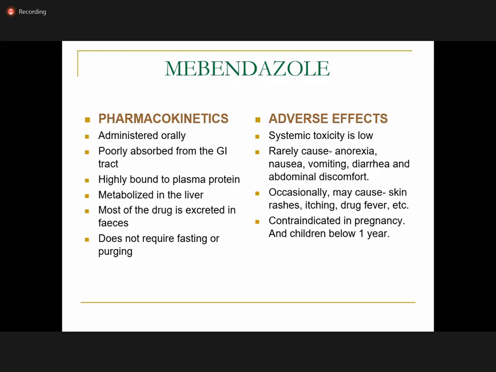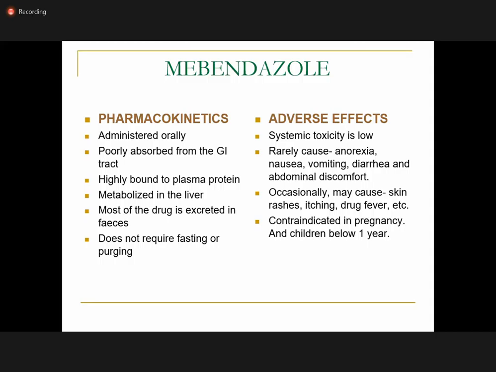So pharmacokinetics: administered orally, poorly absorbed from the GI tract. This is a very interesting point. We require this, because if the drug is poorly absorbed, that means the maximum drug will be available within the lumen. So maximum activity we can achieve, right?